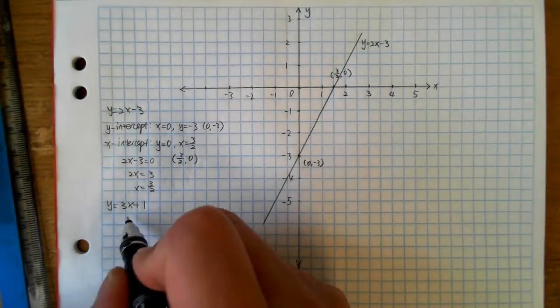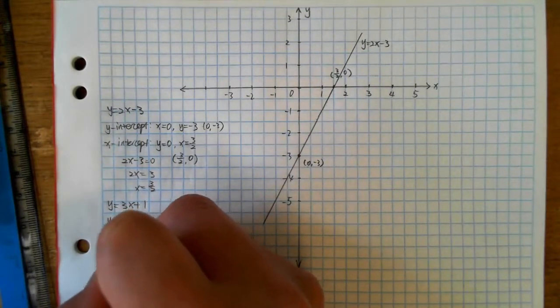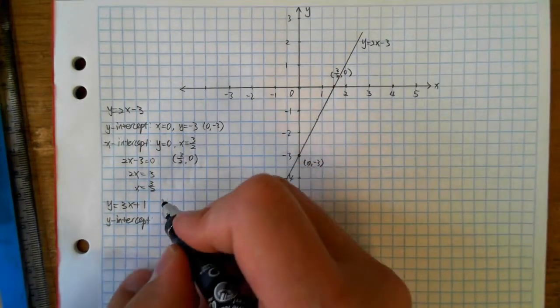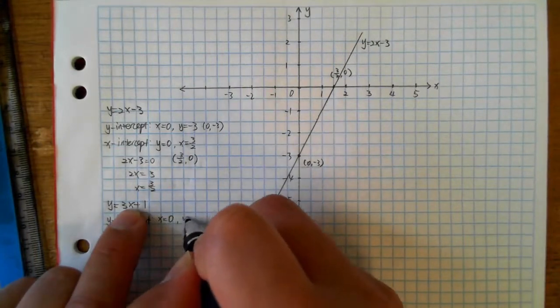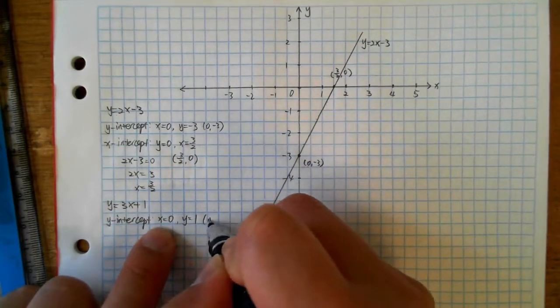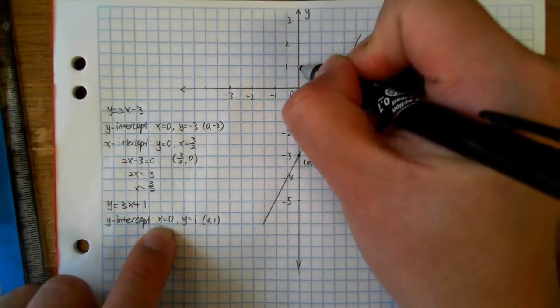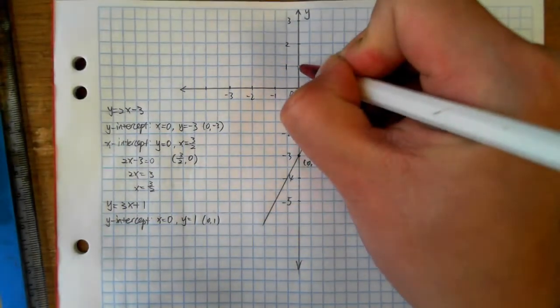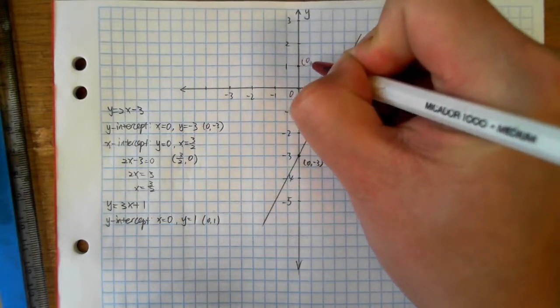Okay, so for this solution, we have to find the y-intercept. So y-intercept is when x equals 0, y equals 1. So 0, 1. So we'll mark that here. 0, 1. Okay, I want to use a different color, and then you can see that clearly. So this is 0, 1.